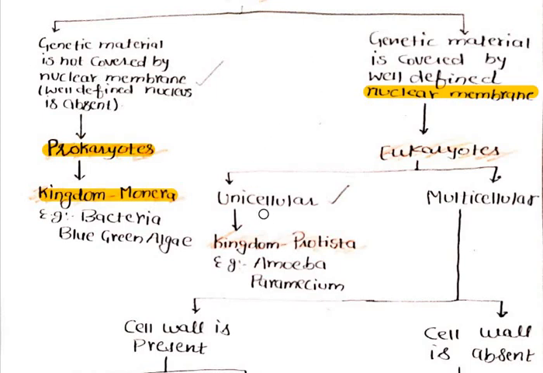After discussing this classification, I will discuss the structure of the prokaryotic cell, the eukaryotic cell, the plant cell and the animal cell, which come under eukaryotes. If there was a well-defined nuclear membrane, then the second criterion he took was cellularity, meaning whether the organism was unicellular or multicellular. If the organism was unicellular, then he classified all unicellular eukaryotes under kingdom Protista.